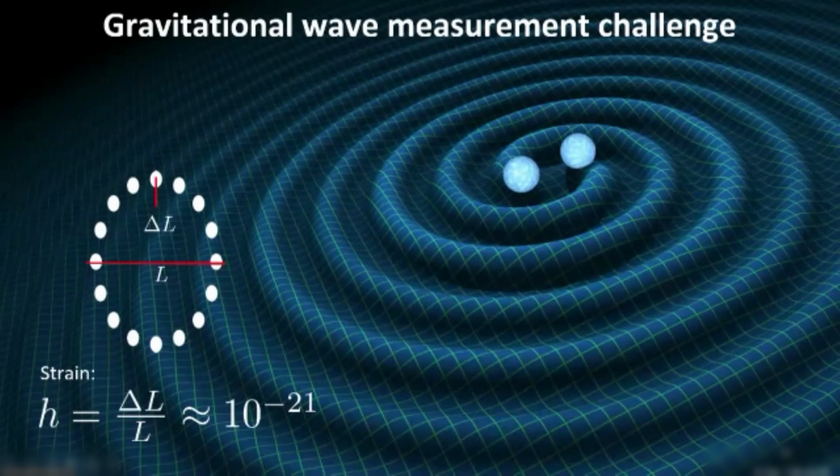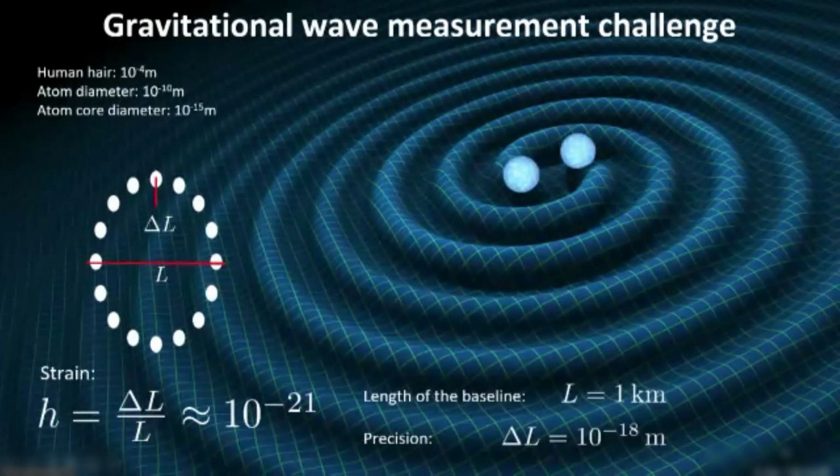So the strain is the variation of the length divided by the length of the object I'm using, the baseline length of the interferometer. If I have a 1 kilometer long interferometer, I require a precision of 10 to the minus 18 meter. Just to bring it a bit in context for you, the core of an atom has a diameter of 10 to the minus 15 meter. So 3 orders of magnitude better.